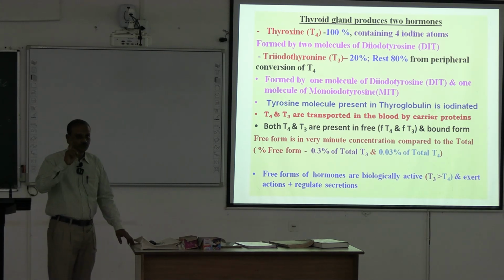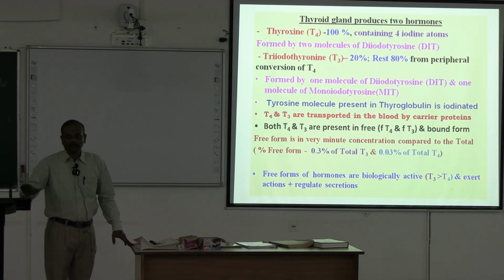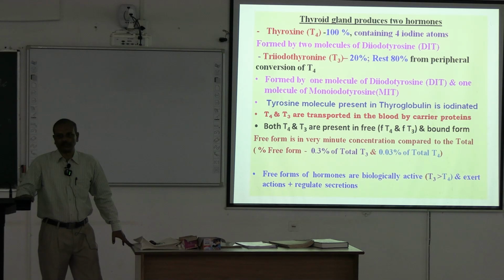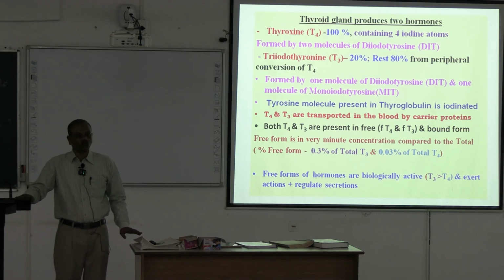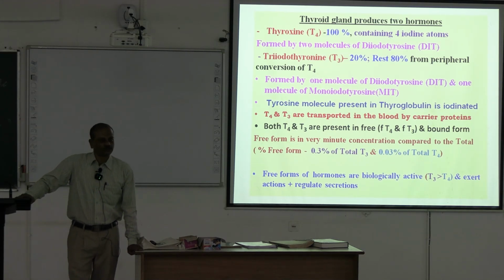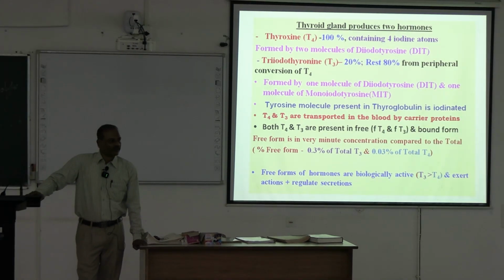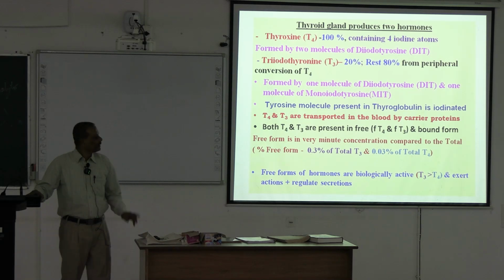So the thyroid gland produces 2 hormones. One is T4 and one is T3. 100% of T4 is produced by the thyroid gland. Remember, but only 20% of T3 is produced by the thyroid gland. The remaining 80% of T3 is obtained from peripheral conversion of T4 to T3. Remember, 100% of T3 is not produced by the thyroid. In contrast, T4 is produced absolutely by the thyroid; there is no other organ which produces it. Okay?